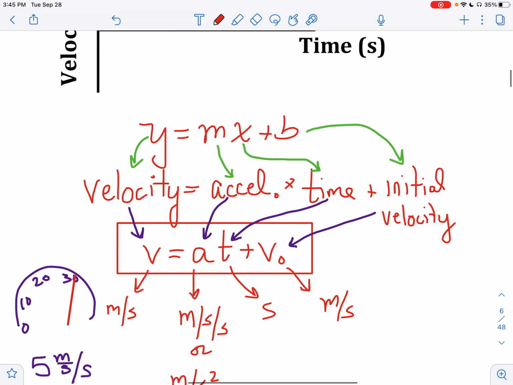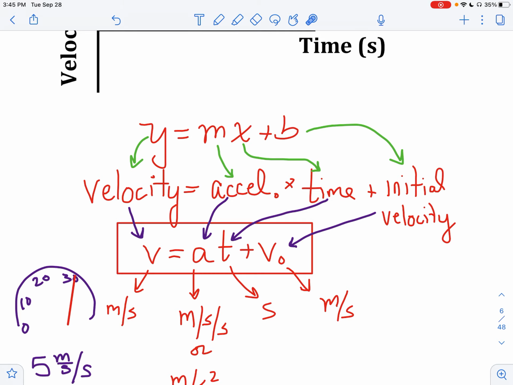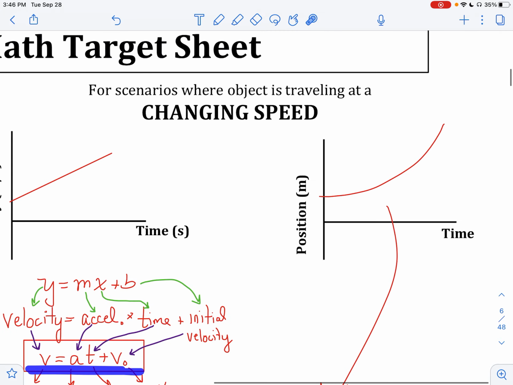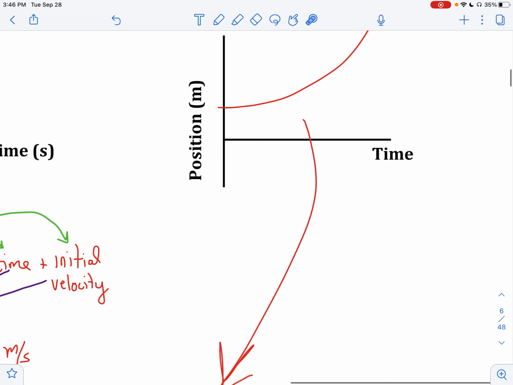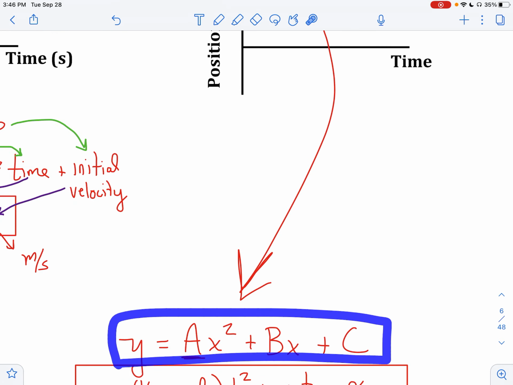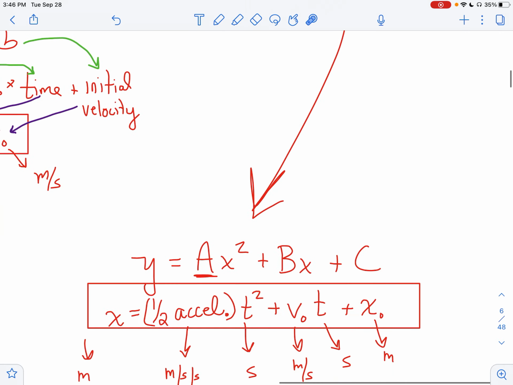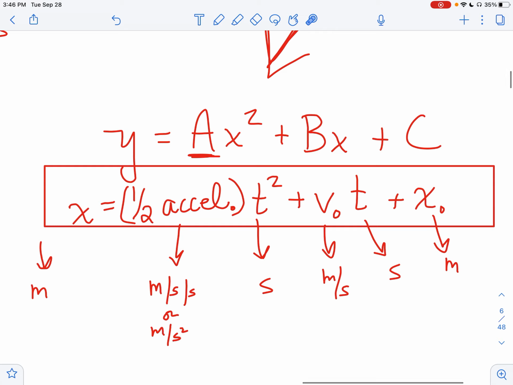All right, so this will help you predict the future for something with a changing velocity. Note there's nothing about position in here. So we need an equation with position. So here's our position versus time graph. It's curving now. This is a quadratic, so we're going to use a quadratic function, just like you do in math class. The equation, how it works out, is a little more complicated.